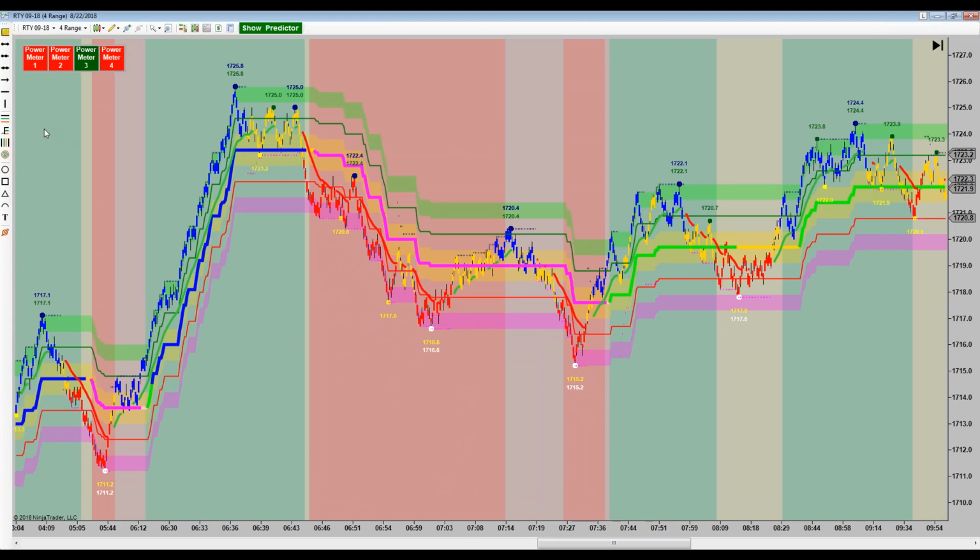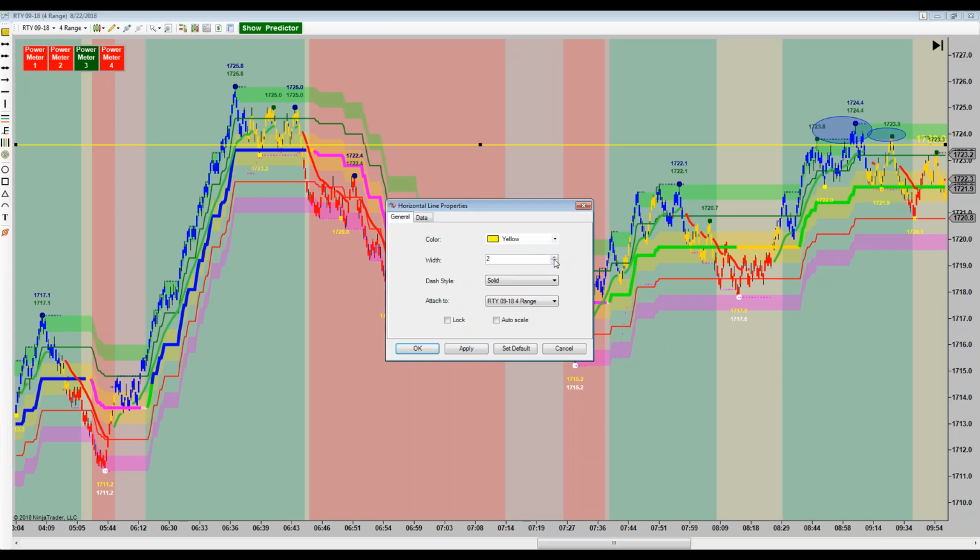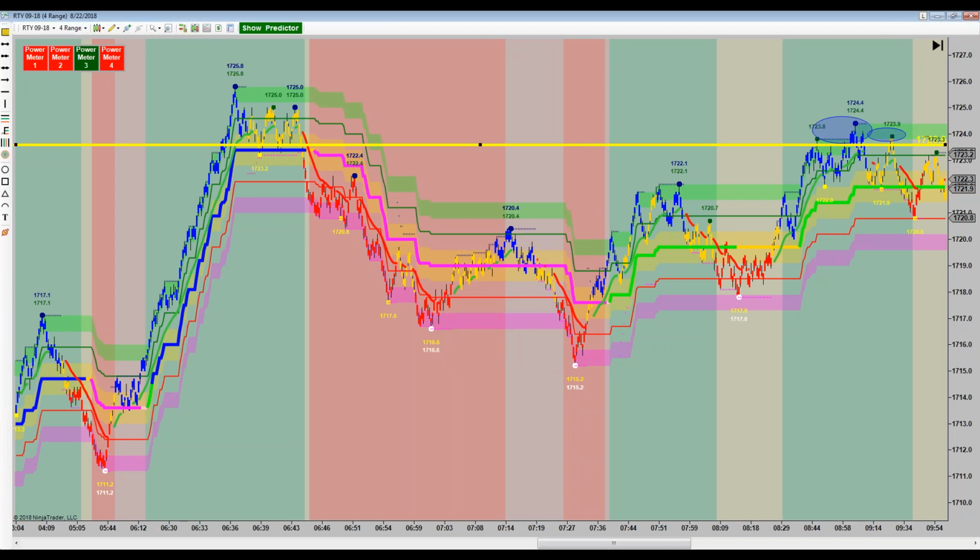Okay, good. So what you do is you take this spot here. Now, keep in mind that the concept of resistance is an area. It's not an exact spot. So once the market came up here and hit, you could simply take a line and put it right here, right? Could you do that? Sure. There you go. Done. All right, there's your resistance line. Cool.